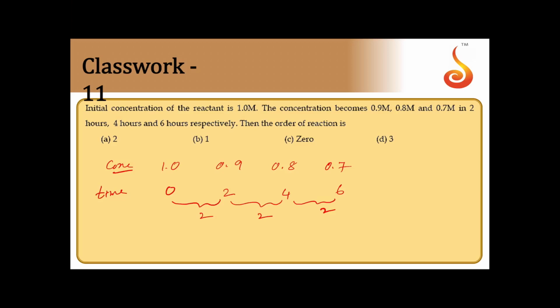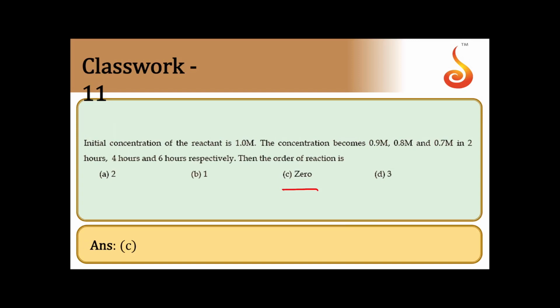Now the change in concentration by time. The change is 0.1 here, here also 0.1 change, here also 0.1 change. So the change in concentration by time is the same throughout, that is 0.1 by 2. Change in concentration by time, which is x by t, remains the same throughout. This is a property of a zero order reaction. Hence the order is 0. So change in concentration by time remains constant, meaning it is independent of the concentration of the reacting substances. It is a property of a zero order reaction. Answer C, C is the answer. Next, the 12th one.